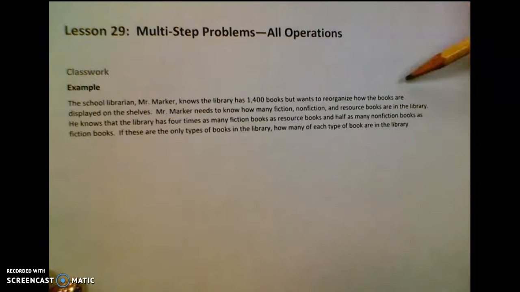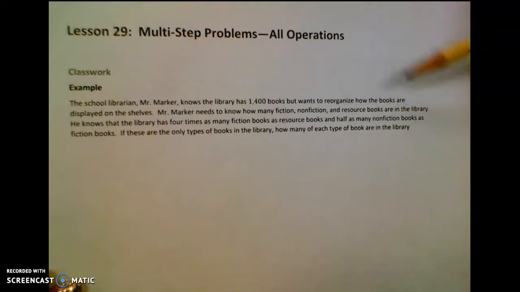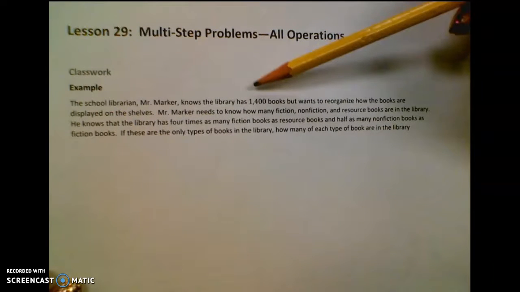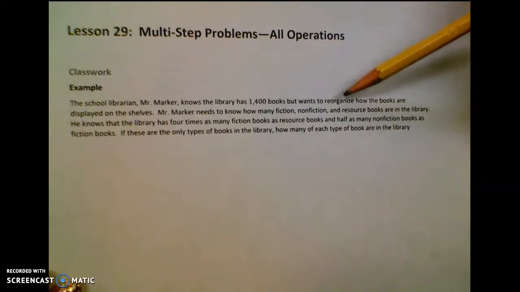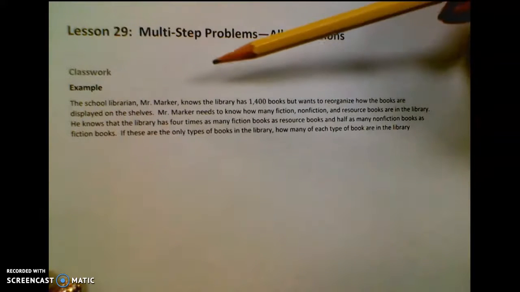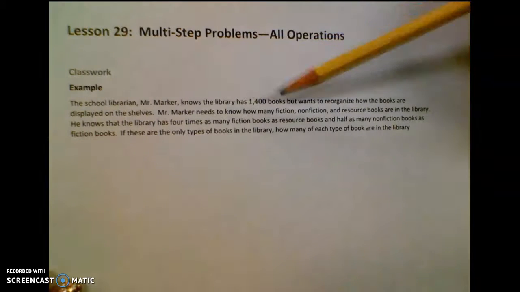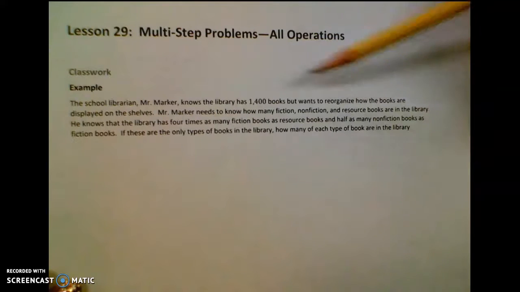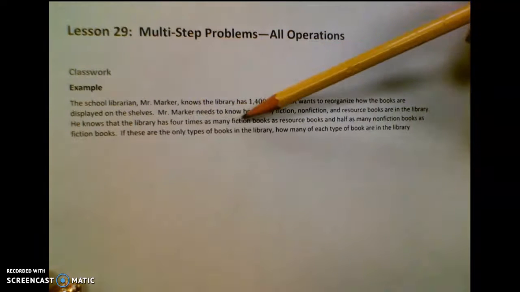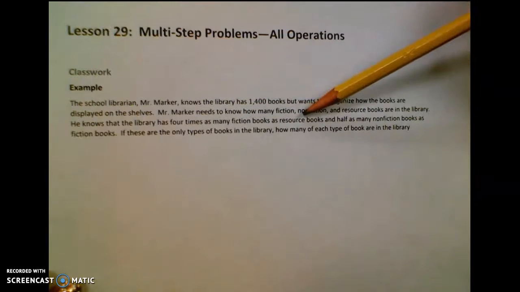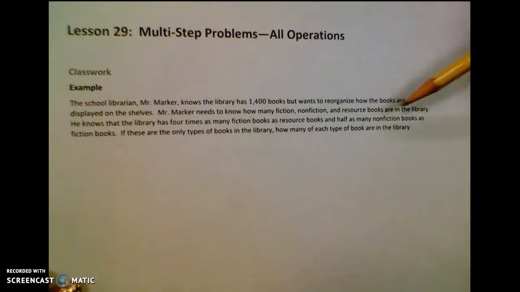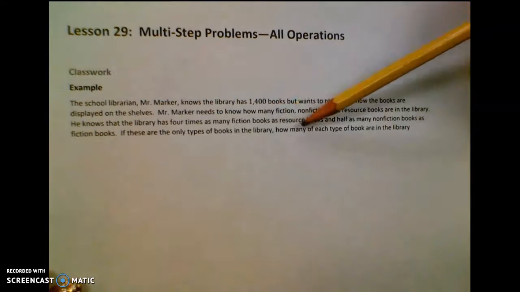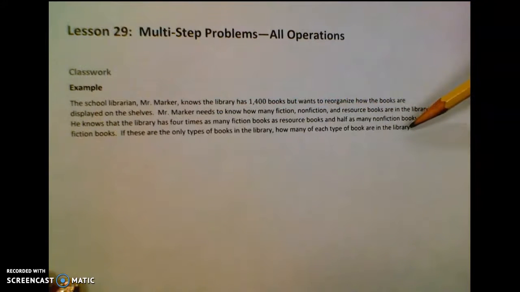So the first thing I always want to do is read the problem completely. So we have a school librarian, Mr. Marker, knows the library has 1,400 books, but wants to reorganize how the books are displayed on the shelves. Mr. Marker needs to know how many fiction, nonfiction, and resource books are in the library. He knows that the library has 4 times as many fiction books as resource books and half as many nonfiction books as fiction books. If these are the only types of books in the library, how many of each type of book are in the library?